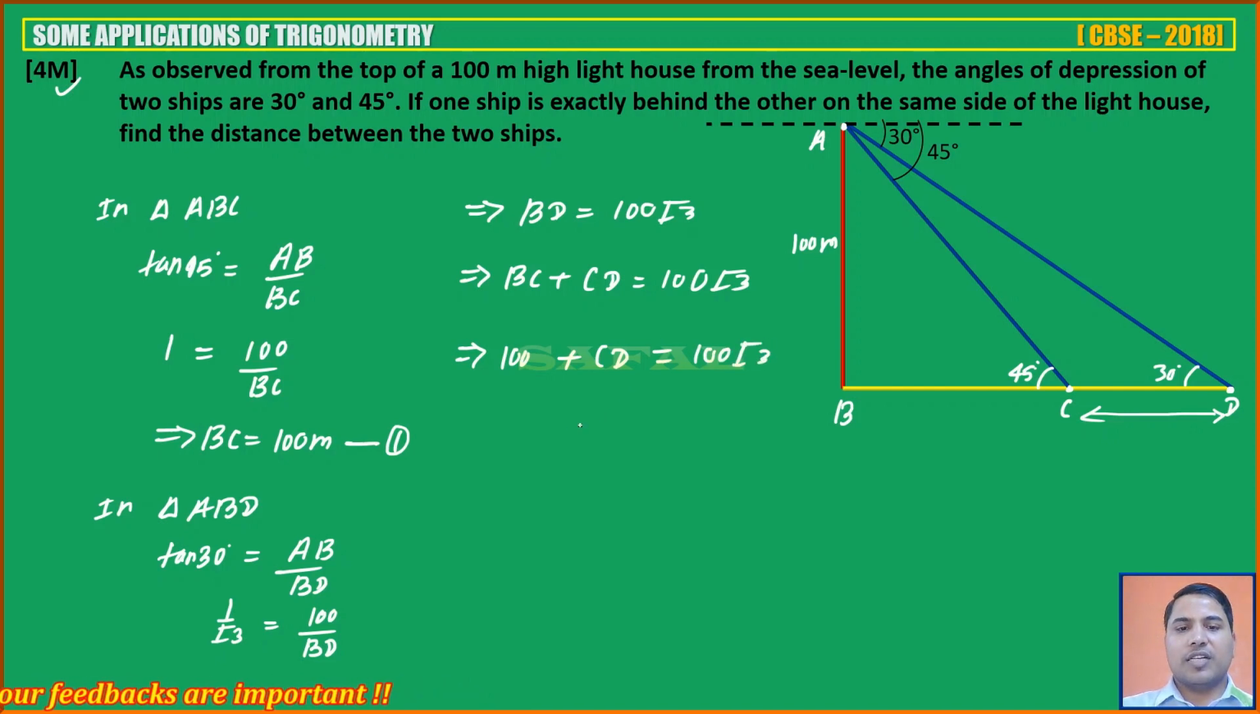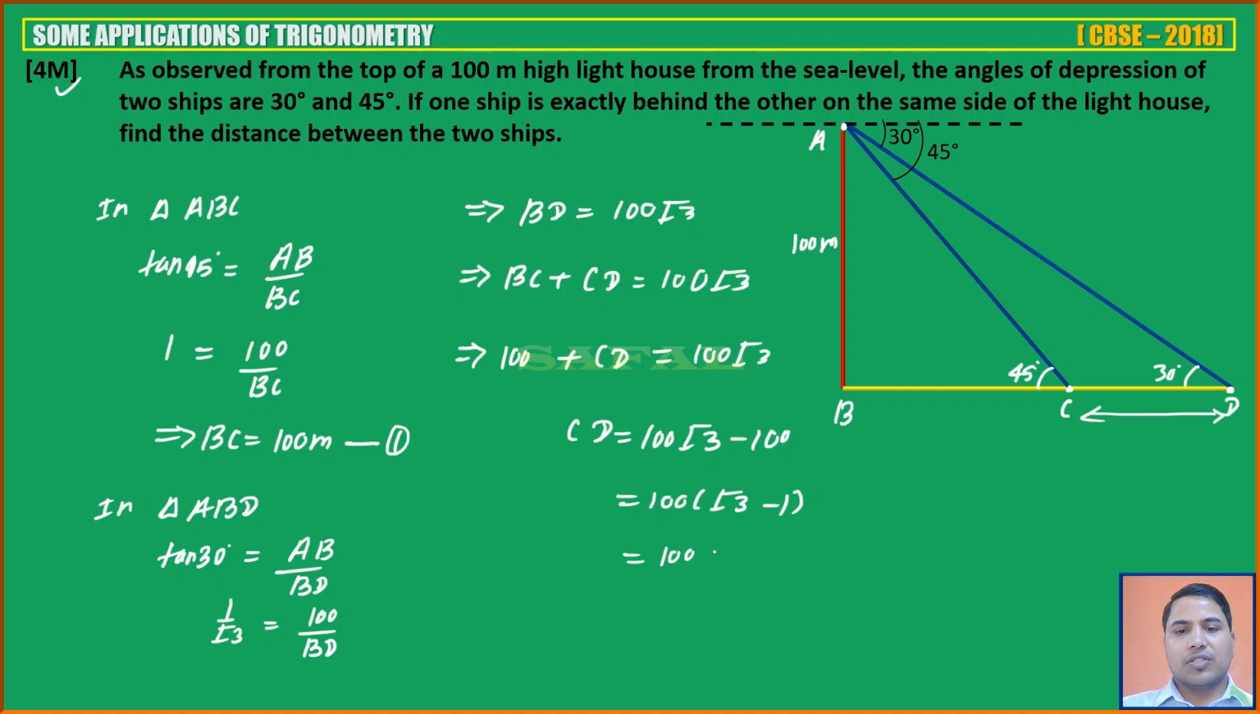So from here you will get CD equals what? 100 root 3 minus 100. So if you take 100 common, you will get 100 times root 3 minus 1. Now if you wish, you can substitute the value of root 3. So 100 into 1.732 minus 1. So 100 into 0.732. So this will become 73.2 meter. So that means the distance between the two ships was 73.2 meter.